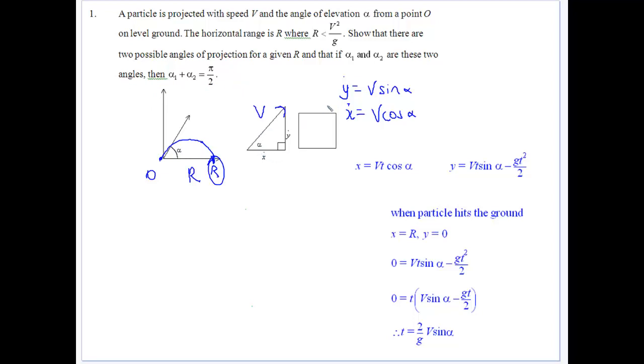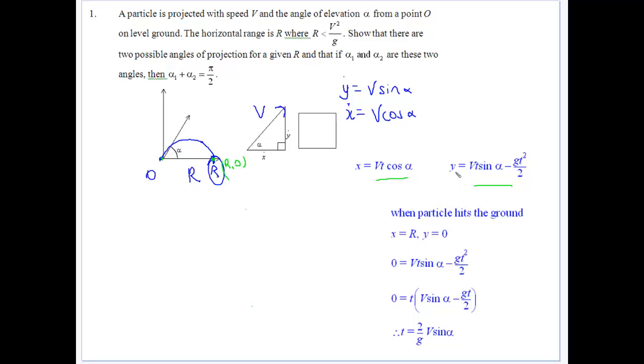So our velocity diagram looks like that. Our particle moves and is projected, range of r there. So we're able to establish these two equations. We haven't done it, but you know how to get to these two equations: Vt cos alpha, and Vt sine alpha minus g t squared on 2, because it's starting from the origin with these conditions. Now we know when the particle hits the ground, x is equal to r and y is equal to 0, because that's the point r, 0.